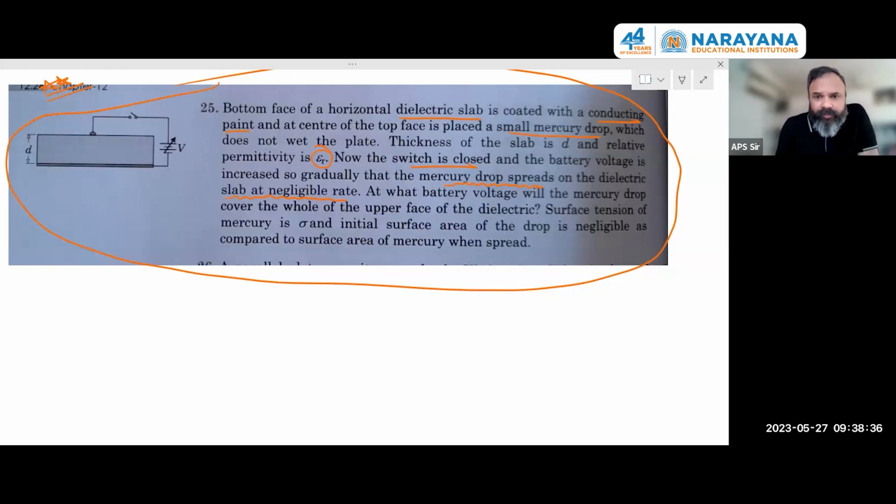Negligible rate, very slow. The question is, at what battery voltage will the mercury drop cover the whole of the upper face of the dielectric? At what voltage can it cover the complete upper face? Surface tension of mercury is sigma. Initial surface area of the drop is negligible as compared to the surface area of mercury when spread.